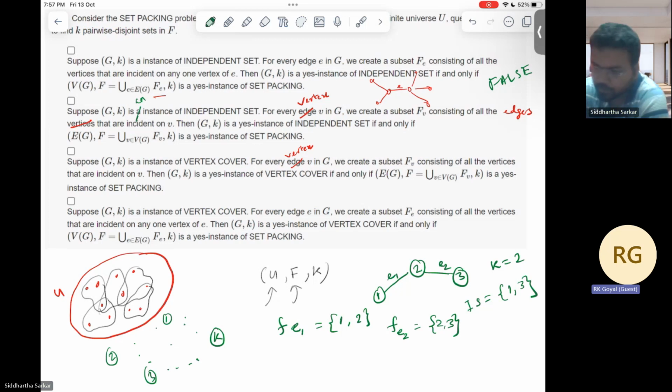vertices. So since we do not have any edge among these vertices, what does this FV comprise of? FV consists of all the edges. There could be indirect edges, but not direct edges. So FV consists of all the edges which are incident on these vertices. These many edges are there.